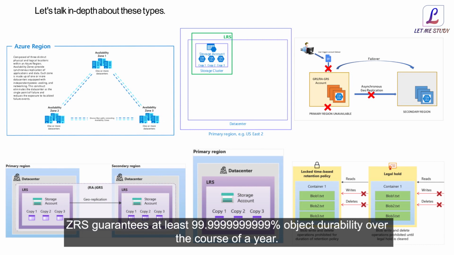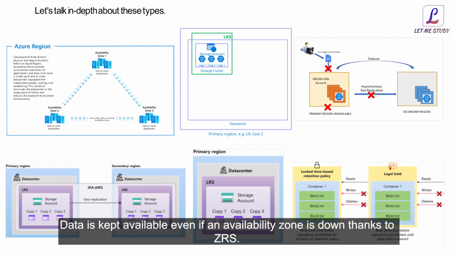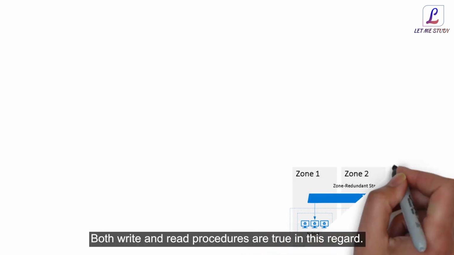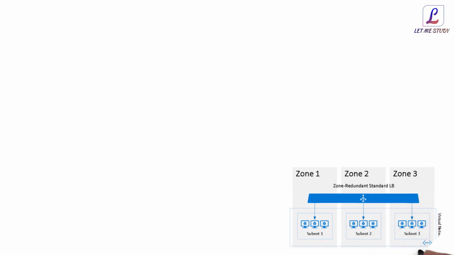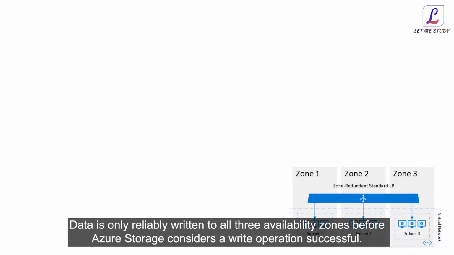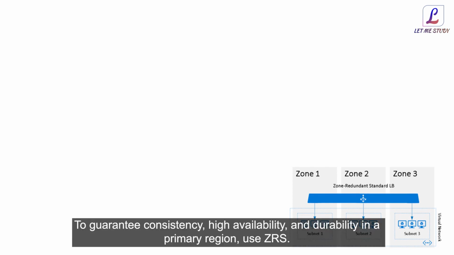ZRS guarantees at least 99.999999999% object durability over the course of a year. Data is kept available even if an availability zone is down thanks to ZRS. Both read and write procedures are true in this regard. Data is only reliably written to all three availability zones before Azure Storage considers a write operation successful. To guarantee consistency, high availability, and durability in a primary region, use ZRS.